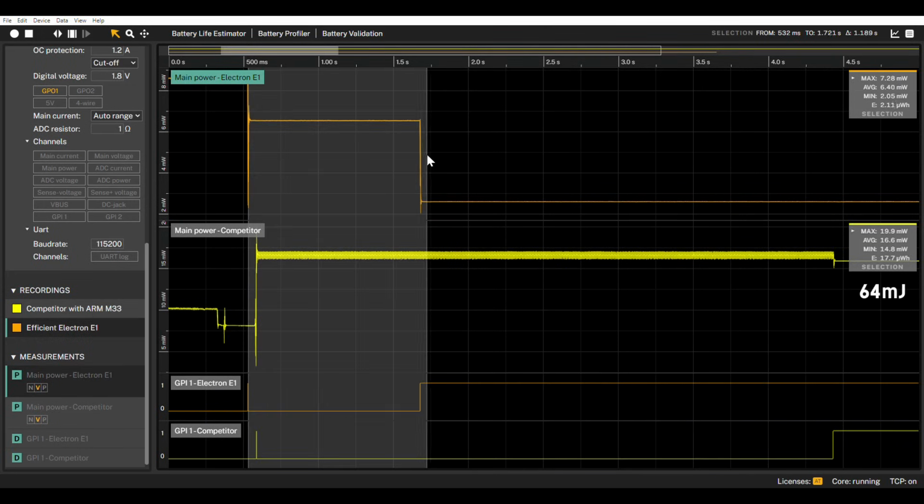In comparison, when our device is running the workload, it draws just 6.5 milliwatts of power. It uses 2.08 microwatt hours or 7.5 millijoules of energy. The data in this test shows that the Electron E1 uses 8.5 times less energy and finishes the task 3 times faster.